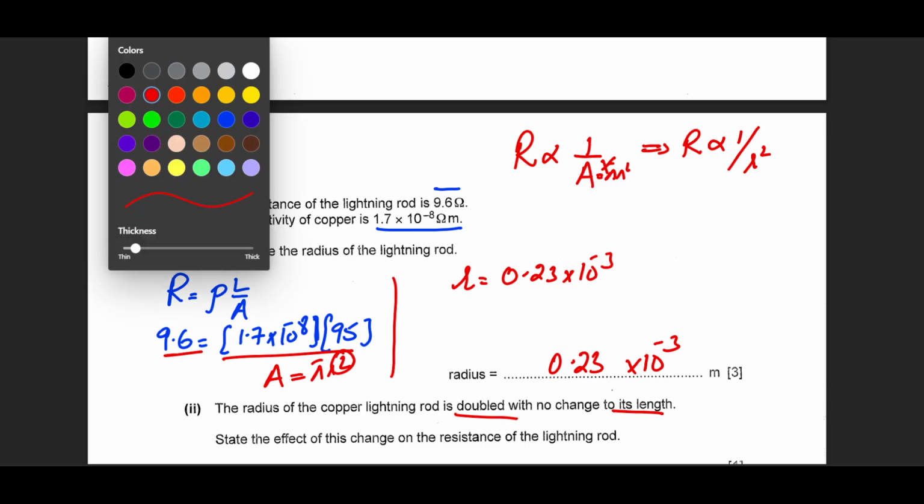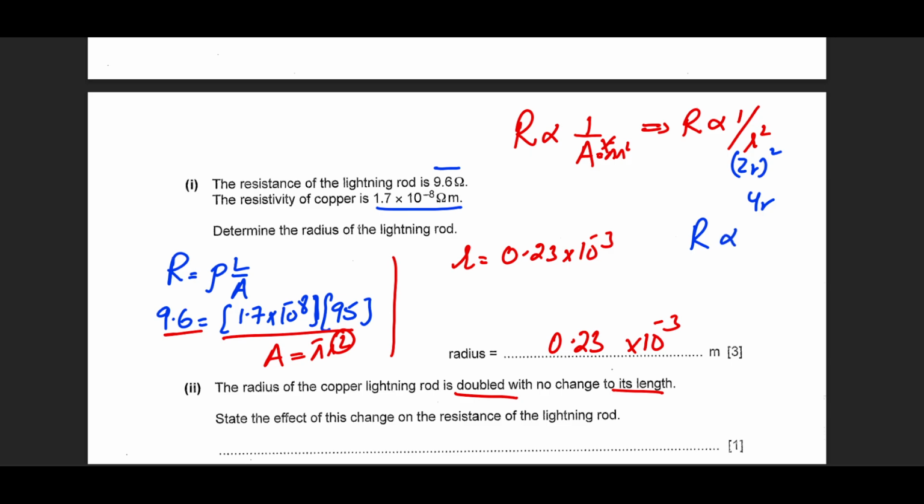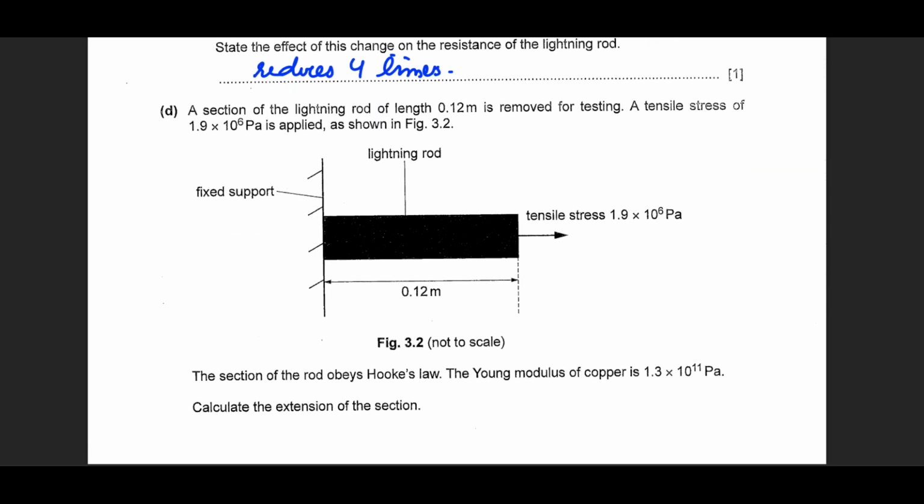Now, if you double this, for example, mathematically speaking, if this is 2r, taking a whole square makes it 4r squared. So the resistance is now inversely proportional to 4 times r squared. If the radius is doubled, the whole resistance reduces by a factor of 4. So we're going to write down that resistance reduces 4 times, or by a factor of 4.